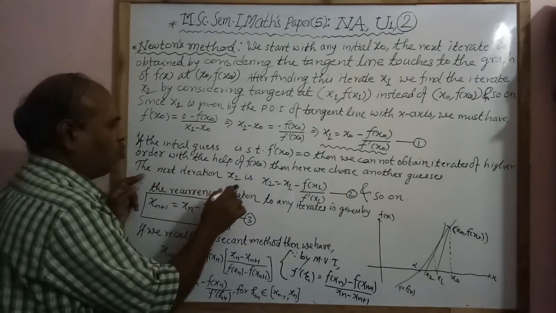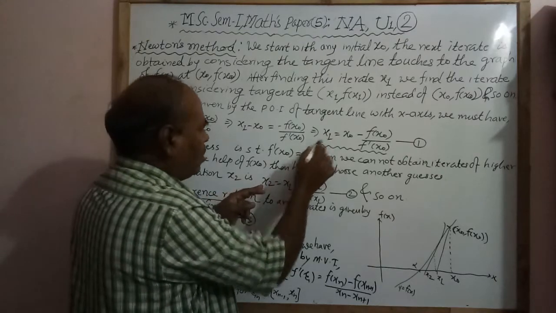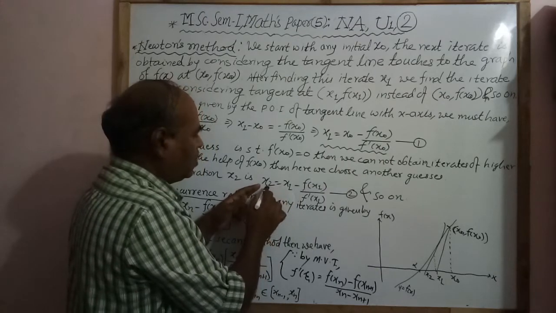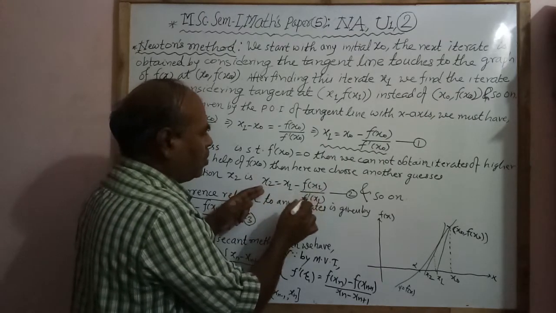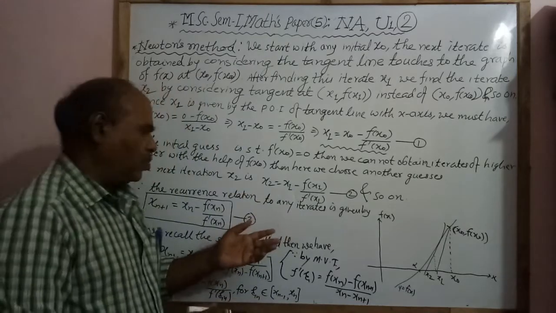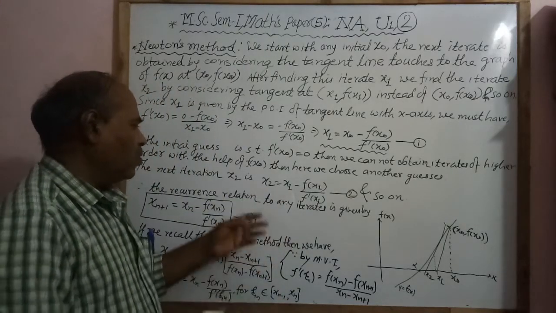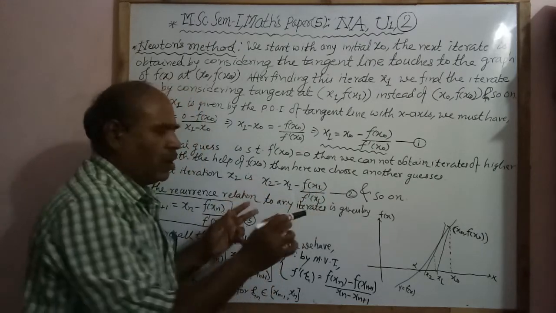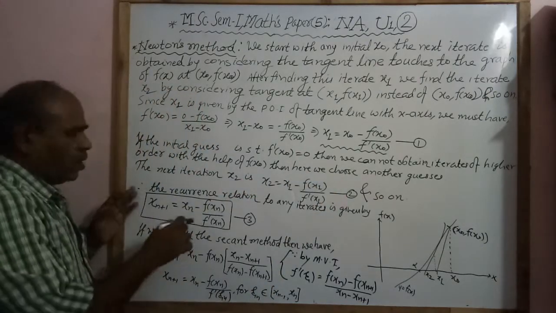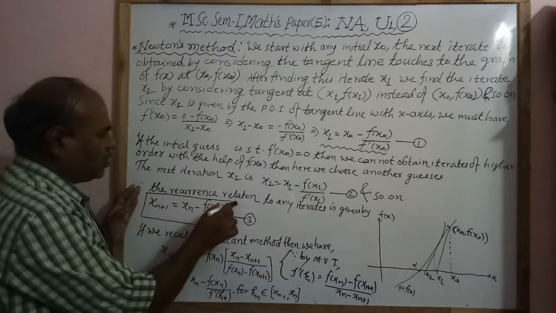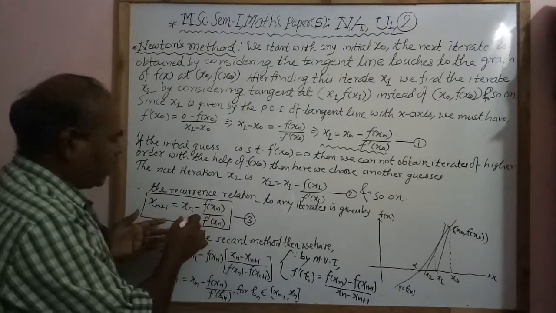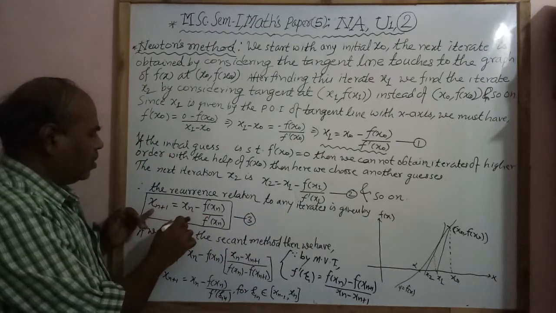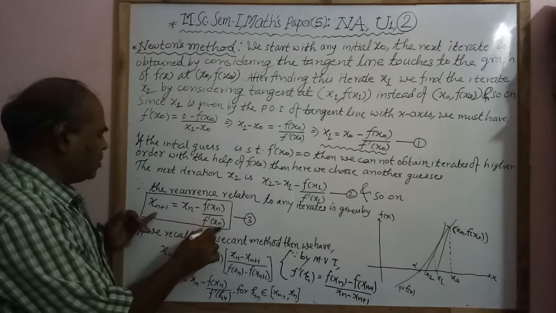The next iteration x2 is given by, here is x1, here is x2. Now in place of x0 we have x1. Therefore the next iteration x2 equal to x1 minus f of x1 divided by f dash of x1. Similarly, we continue the process, we obtain x3 equal to x2 minus f of x2 divided by f dash of x2, and so on. Therefore in general we have the recurrence formula to find any iterate: xn plus 1 equal to xn minus f of xn divided by f dash of xn.